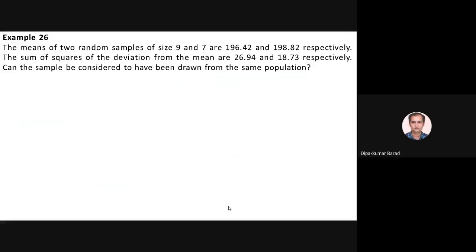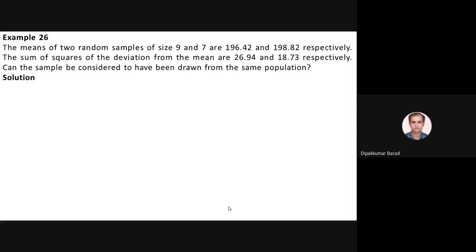Example number 26. Random samples of size 9 and 7 have means 196.42 and 198.82. The sums of the squares of the deviations from the mean are 26.94 and 18.2 respectively. Can the samples be considered to have been drawn from the same population?